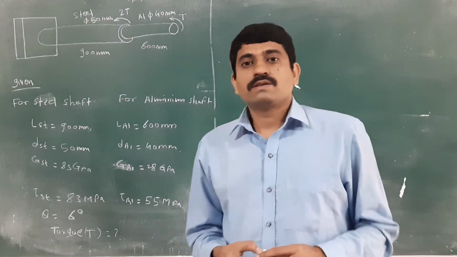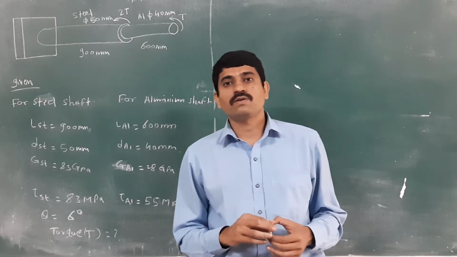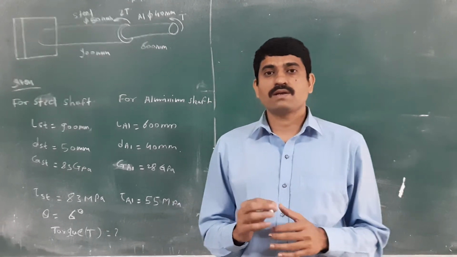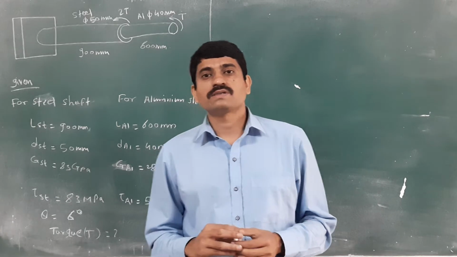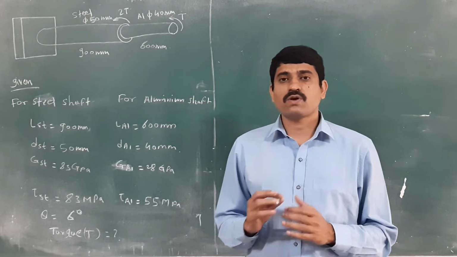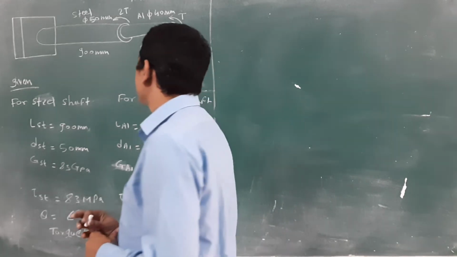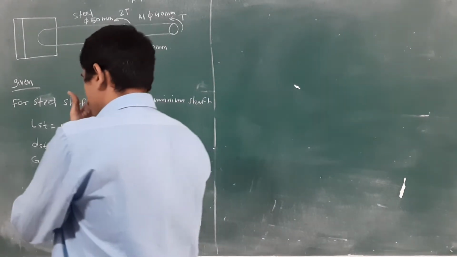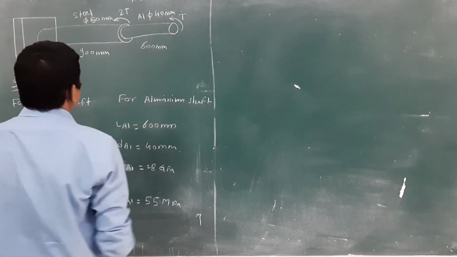Good morning, guys. Last lecture we have seen the numerical on shaft in parallel. Today we will see the numerical on shaft in series in torsion. See here, one compound shaft is given. The two shafts are made of steel and aluminium.